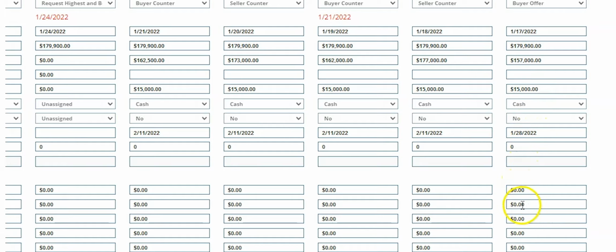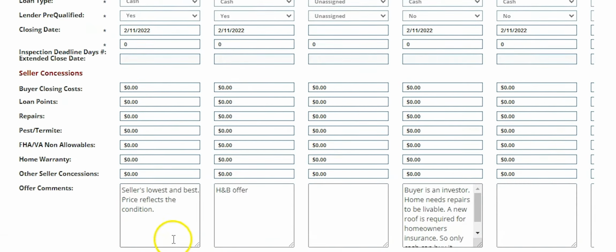Really, all the information down here is really nothing. It's a cash deal, so we're not asking for anything from the seller. We even have... Where is it?